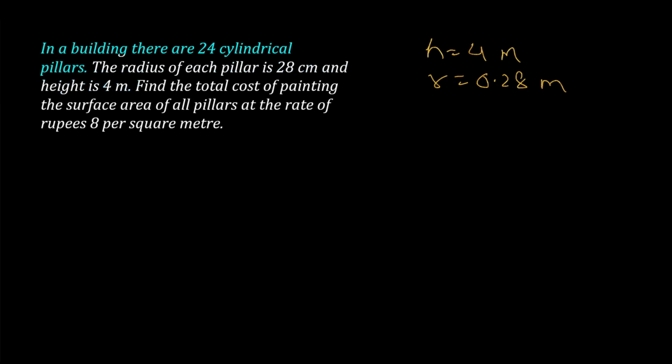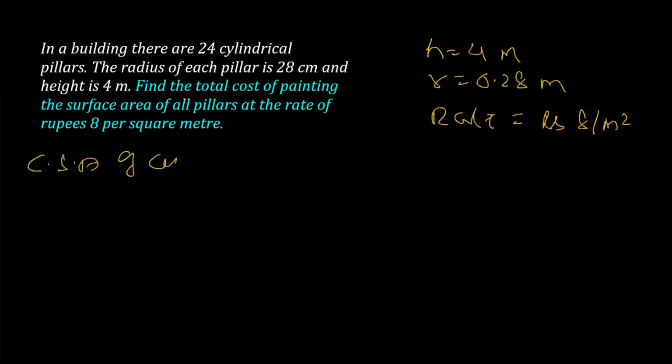Now, further, what we need to find out is the cost of painting the surface area of all the pillars at the rate of rupees 8 per meter square. So the rate over here is given, rupees 8 per meter square. Now you know that for a cylinder, it's only the curved surface area that is exposed and not their bases. So we will be just finding the curved surface area of the cylindrical pillar.